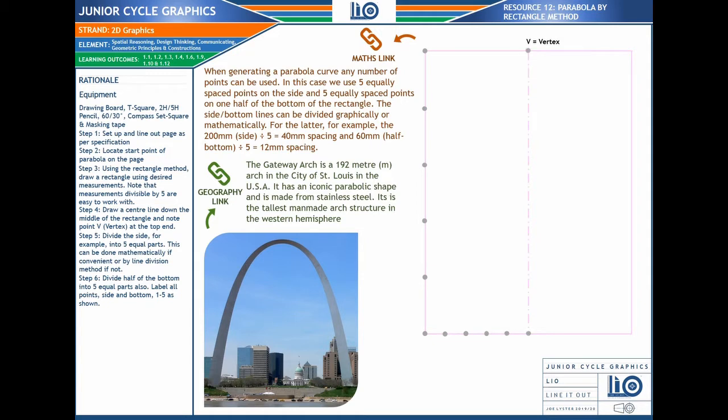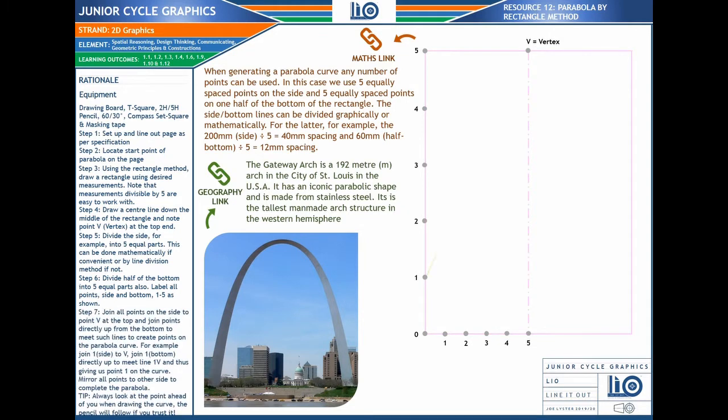So when generating a parabolic curve, any number of points can be used. In the case that I'll be drawing, I will be using 5 equally spaced points on the bottom half of the rectangle and 5 equally spaced points going up on the side length of the rectangle. Just to reference that Gateway Arch image, it's 192 meters tall. It has an iconic parabolic shape and is made from stainless steel. It's the tallest man-made arch structure in the Western Hemisphere. So as they say, this side of the world.